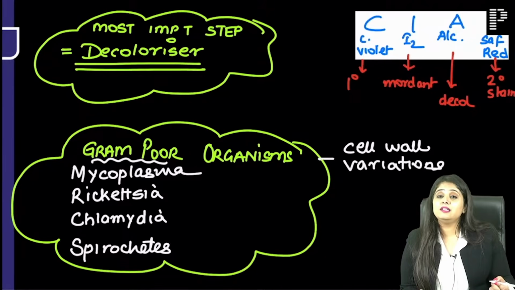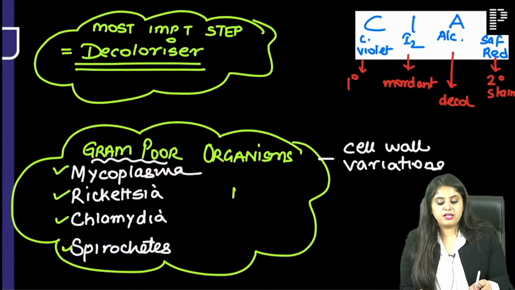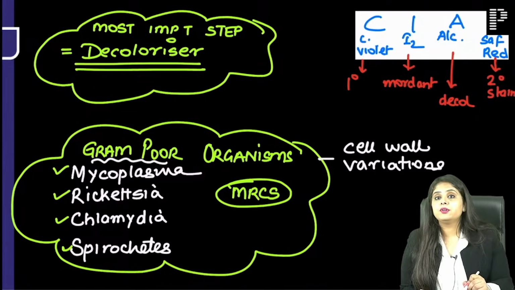Repeating, these are all bacteria, but if someone asks you whether mycoplasma is gram positive or gram negative, you'll say none, it's gram poor. Rickettsia, chlamydia, spirochetes, MRCS is going to be gram poor organisms. Neither of the two colors is going to come. Is that okay with everyone?